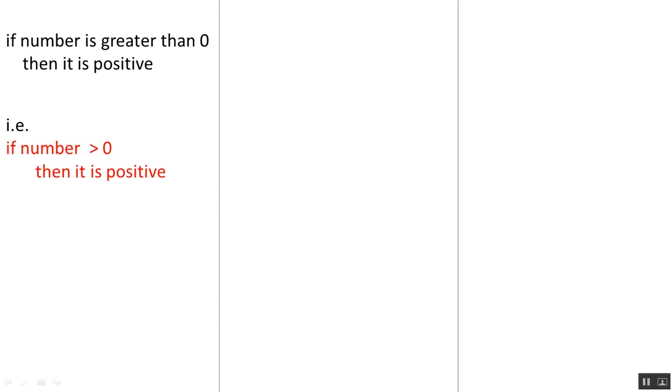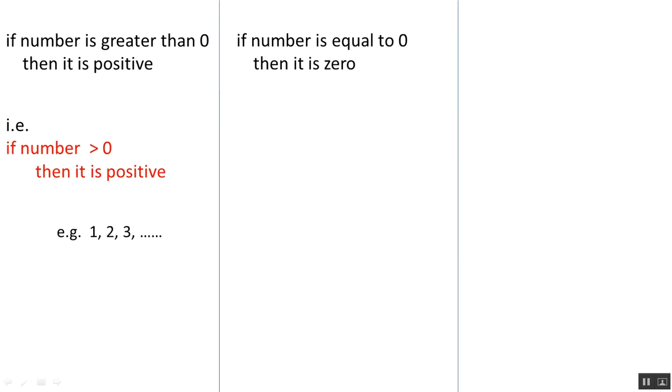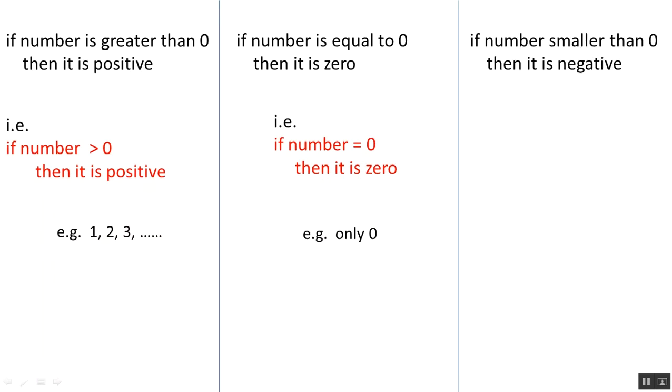We know that if a number is greater than 0, then it is a positive number. Example 1, 2, 3. If a number is equal to 0, then it is 0, only 0. If a number is smaller than 0, then it is a negative number. For example, -1, -2, -3. So let's start by writing a program for the same.